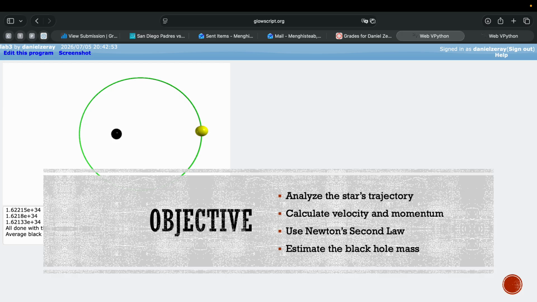Objective: the goal of part 1 was to determine the mass of an unknown black hole by analyzing the motion of a star orbiting around it. The starter program generated a unique trajectory based on my account, and I used the position data from that trajectory to calculate the star's velocity at each point. From the velocity, I calculated the momentum and the change in momentum over time. Since the only force acting on the star was gravity from the black hole, I could use Newton's second law and Newton's law of gravitation together to estimate the mass of the black hole.